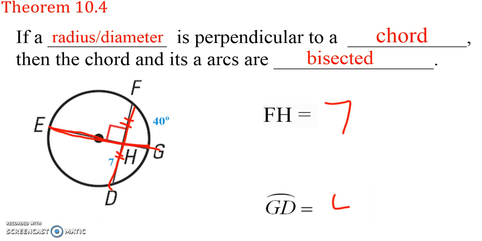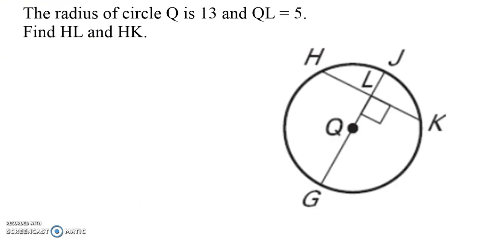Theorem 10.5 just says that if a segment is bisected and perpendicular, then obviously EG would be a diameter or a radius. So let's look at an example. The radius of the circle is 13, QL is 5, find HL or HK. Hopefully you realize that if I find HL, then I know HK is just double HL.